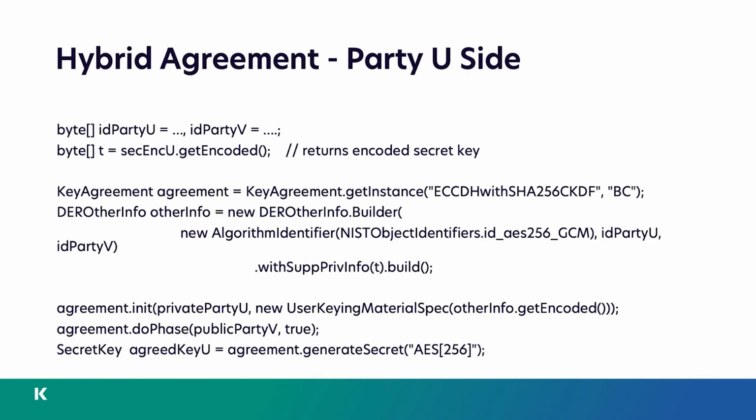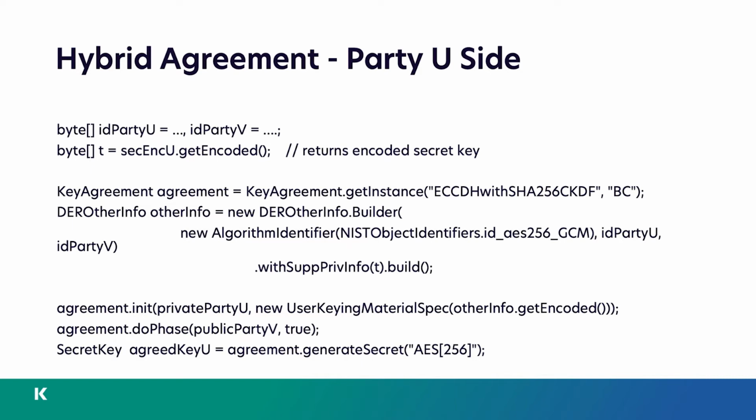So let's take a look at the code for the first approach. This is the party U side of the agreement. In the first line, we have the IDs for both parties. Then in the second line, we have the T-value, which is generated from our PQC KEM algorithm. Next, we have the key agreement. We request a key agreement from the Bouncy Castle provider, and in this example, we're requesting ECCDH with SHA-256.